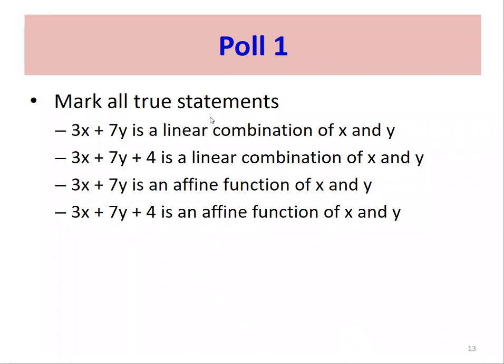It is not affine... I mean, it's a linear combination. 3x plus 7y plus 4 is not a linear combination because it has a bias. 3x plus 7y is also an affine combination because a linear combination is a special case of an affine function where the bias is 0. And so obviously 3x plus 7y plus 4 is also an affine function of x and y. Anyway, continuing. Any questions, guys?